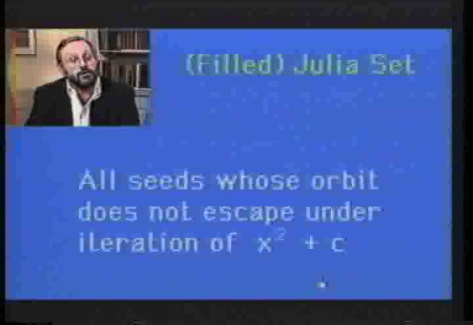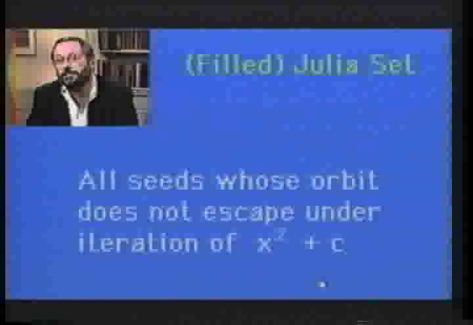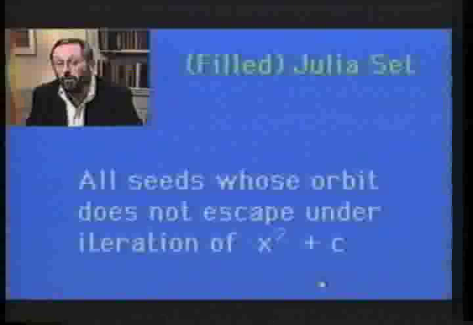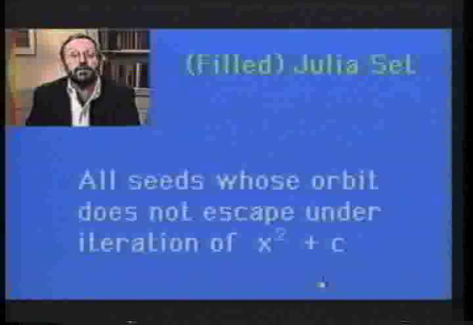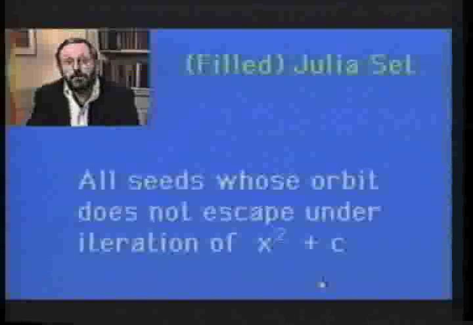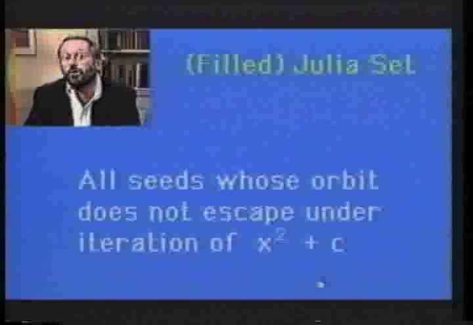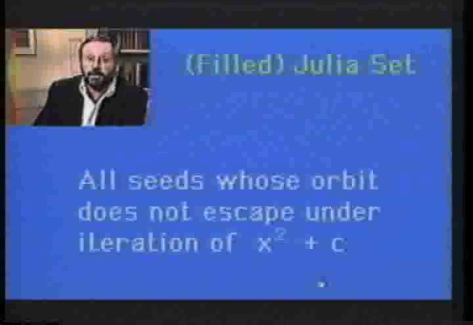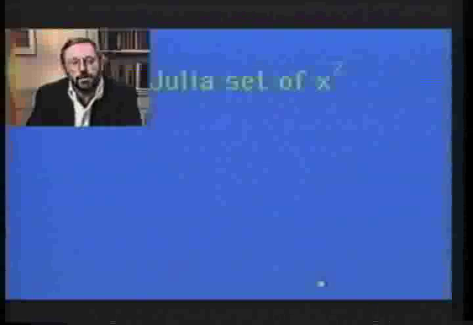Now, what's the Julia set? The filled Julia set is simply all those seeds whose orbit under x squared plus that given c does not escape to infinity. Let me say that again. The filled Julia set consists of all the seeds whose orbits remain bounded under iteration of x squared plus the constant. As an example, let's compute the filled Julia set of x squared plus the constant 0, or the filled Julia set of just x squared.